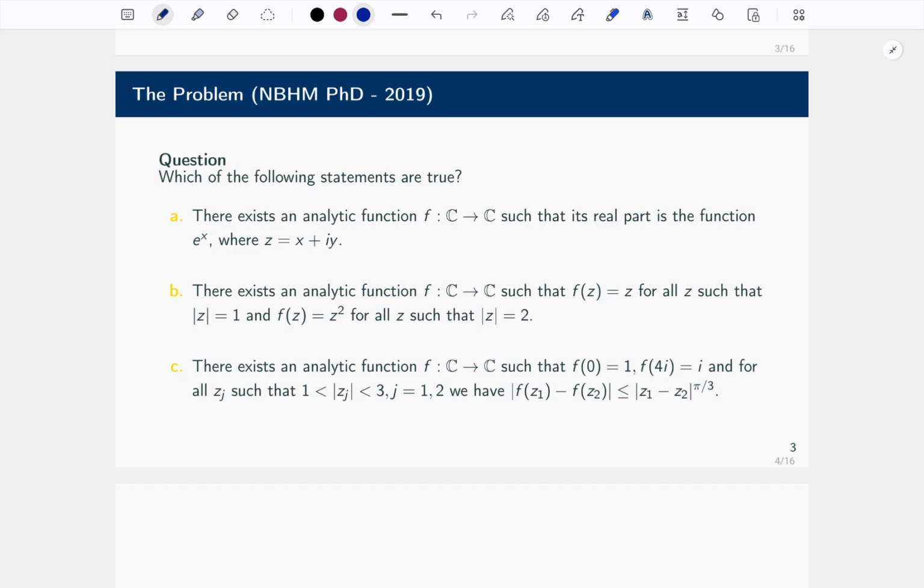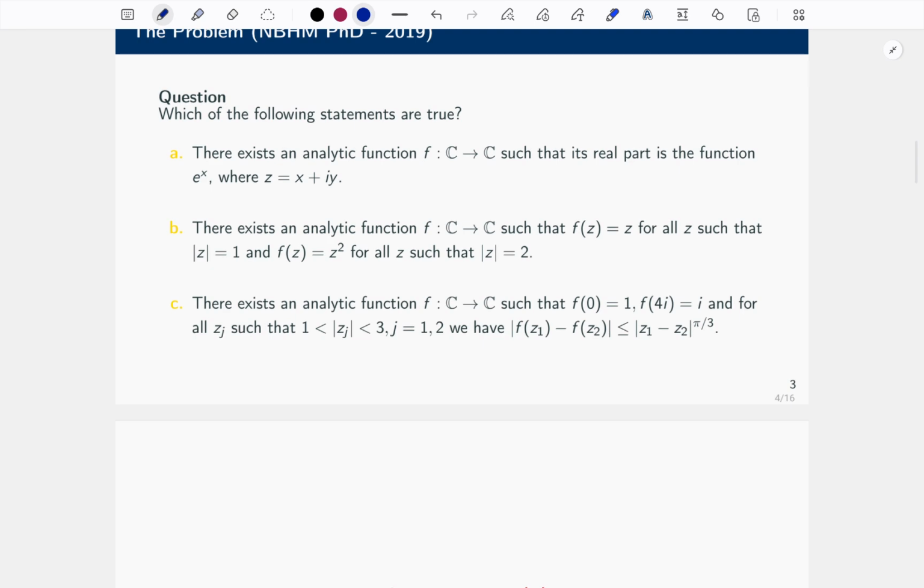The statements were as follows. There exists an analytic function f from C to C such that its real part is e to the power x, where z is equal to x plus iy. There exists an analytic function f from C to C such that f of z is equal to z for all z on the boundary of the unit circle, and is z squared for all z on the boundary of the circle centered at origin and radius 2.